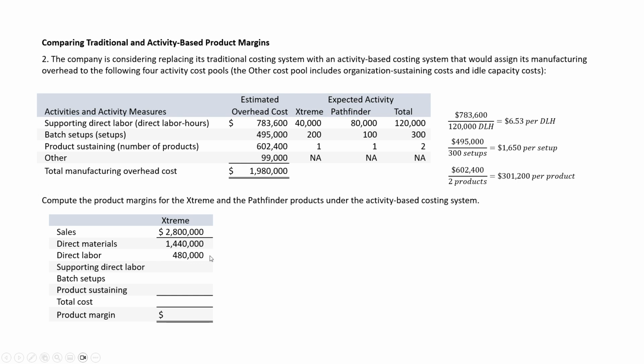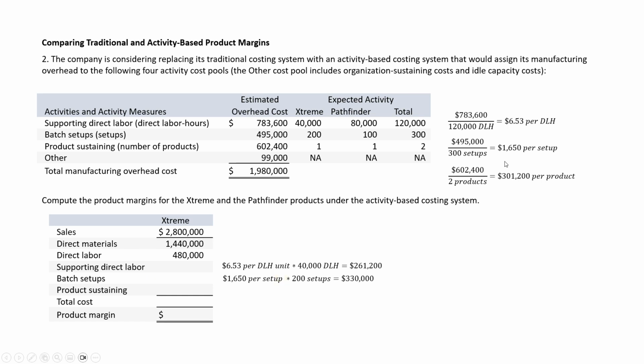It doesn't change that, so I simply copied the information from the first part of the problem. However, we do have to calculate our overhead now. Supporting direct labor, $6.53 per direct labor hour, and the amount of those 120,000 direct labor hours related to Extreme is 40,000. So 40,000 times 6.53 is $261,200 in supporting direct labor assigned.